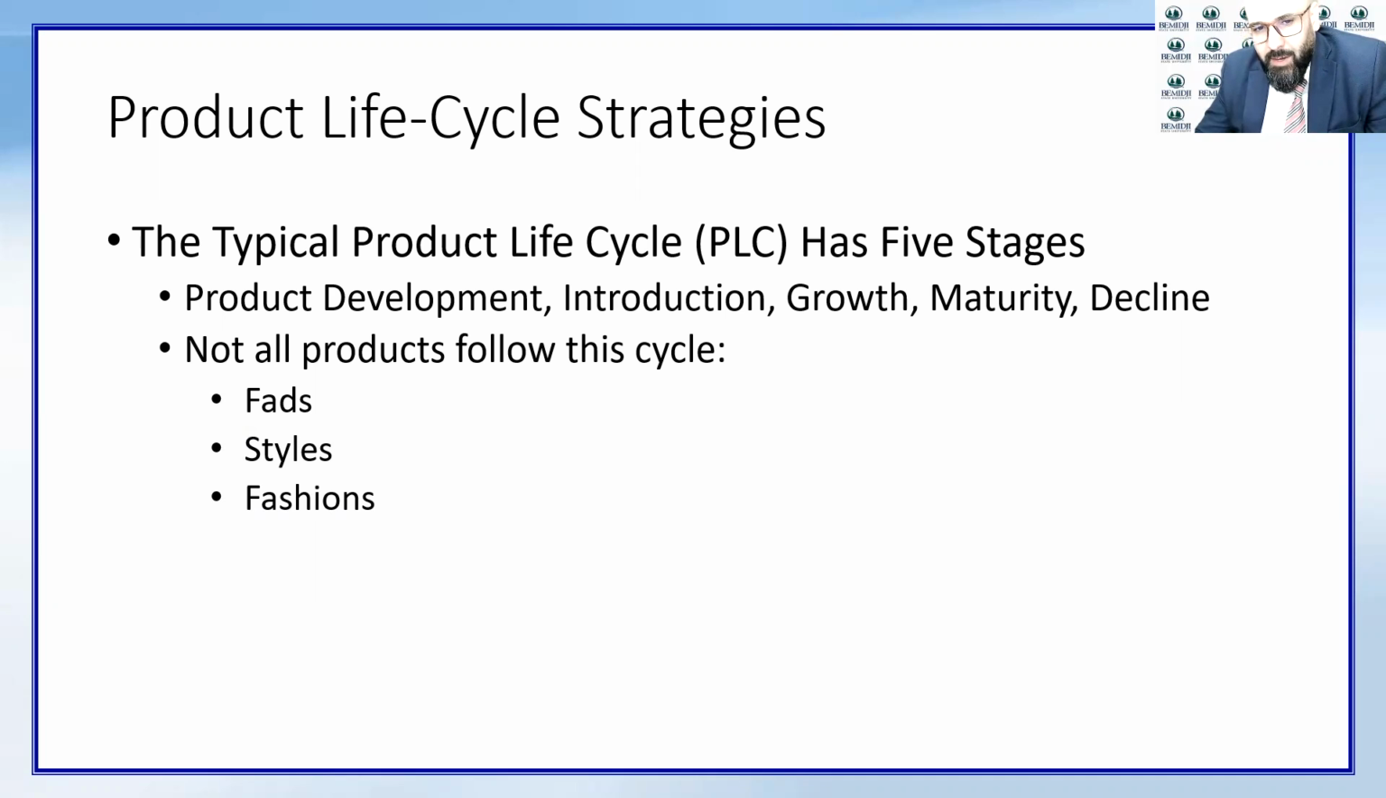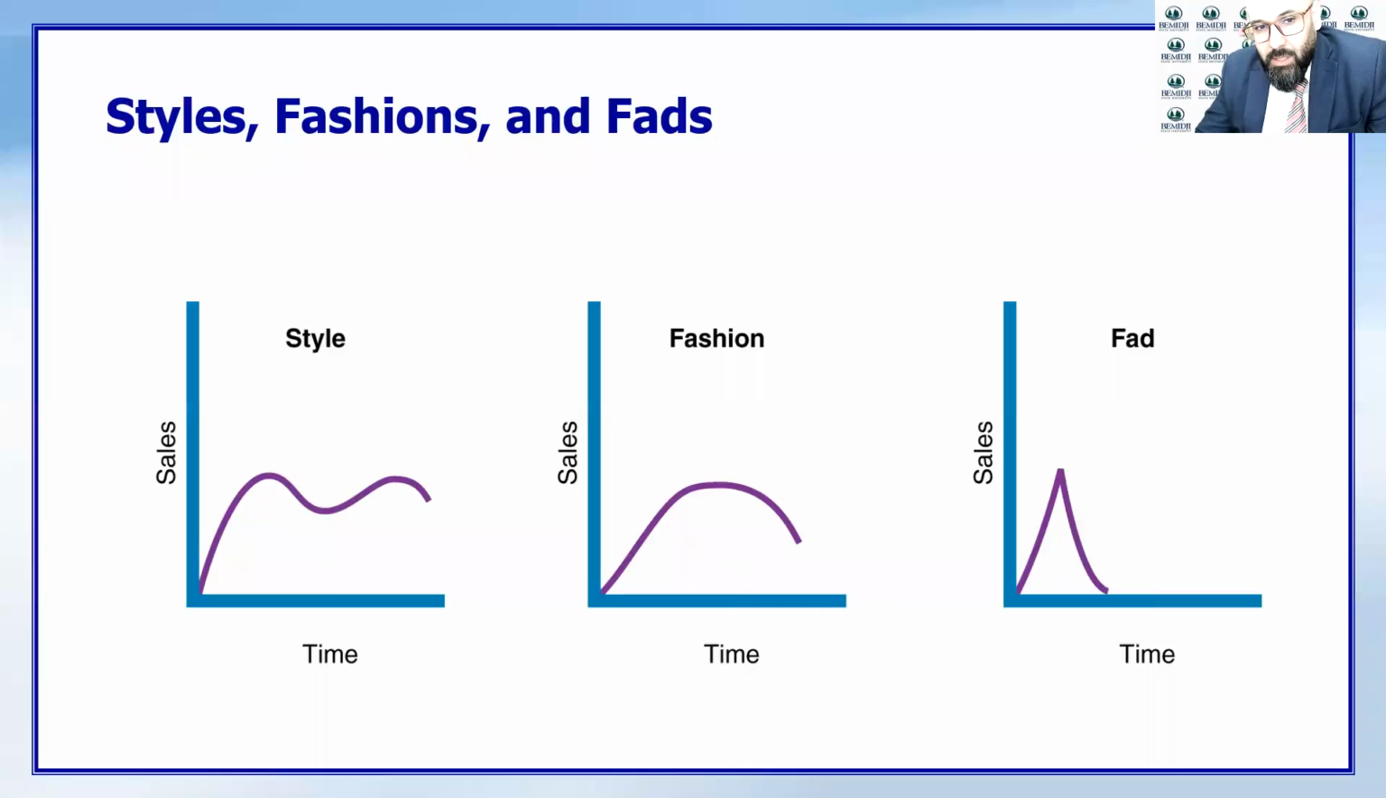However, this life cycle might not be applicable for some trends, such as fads, styles, and fashions. They have different product life cycles. They could be somewhat similar, but they're not. With a style, you think it is going to decline, but again, we'll come back to the maturity phase. Fashion is very similar to the traditional product life cycle that we know. The fad is where you have a trend for just a few months and then it goes away.